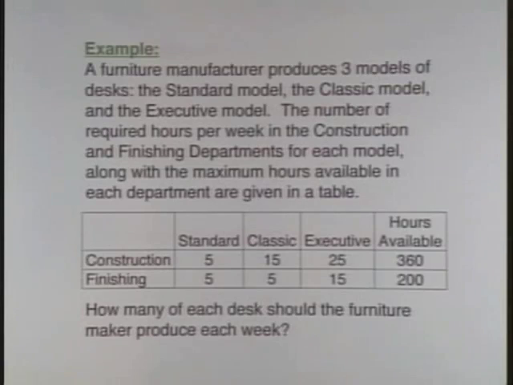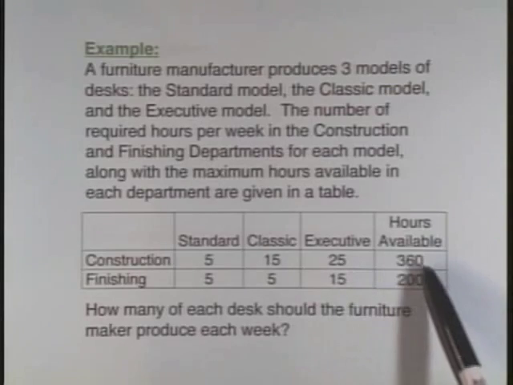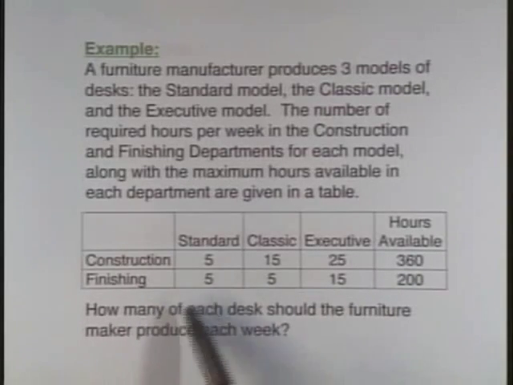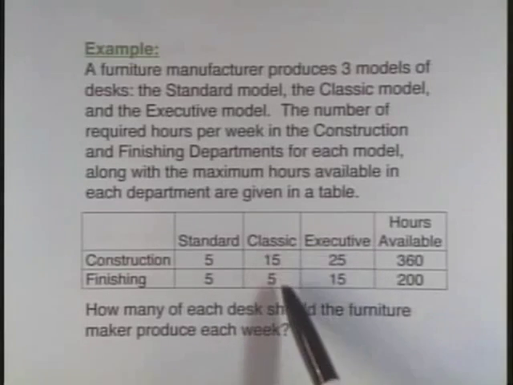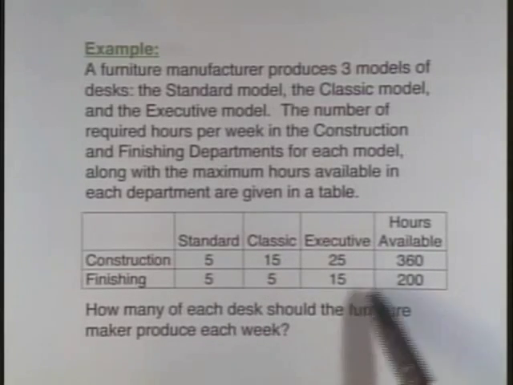A furniture manufacturer produces 3 models of desks: the standard model, the classic model, and the executive model. The number of required hours per week in the construction and finishing departments for each model, along with the maximum hours available in each department, are given in a table. In the first row, we see the information for construction. A standard desk takes 5 hours, a classic takes 15 hours, an executive takes 25 hours, and there are 360 hours available. In finishing, a standard desk takes 5 hours, a classic 5 hours, an executive 15 hours, and there are 200 hours available. How many of each desk should the furniture maker produce each week?